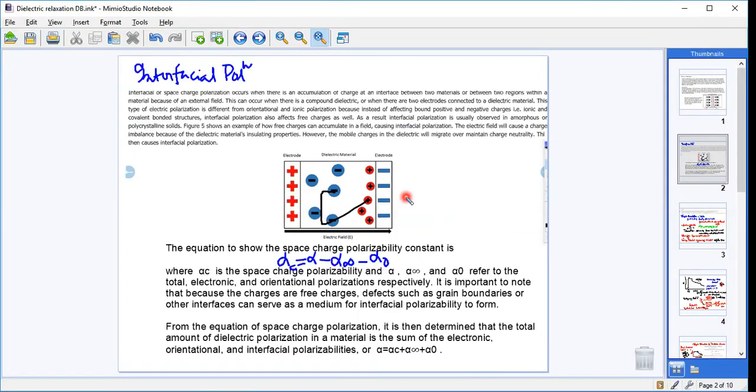As a result, interfacial polarization is usually observed in amorphous or crystalline solids, where the figure shows an example of how free charges can accumulate in a field causing interfacial polarization. The electric field will cause a charge imbalance because of the dielectric material's insulating properties. However, the mobile charges in the dielectric will migrate to maintain charge neutrality. This causes the interfacial polarization. The figure shows how free positive charges inside the dielectric material migrate towards the negative charge buildup on the right, caused by the external electric field.